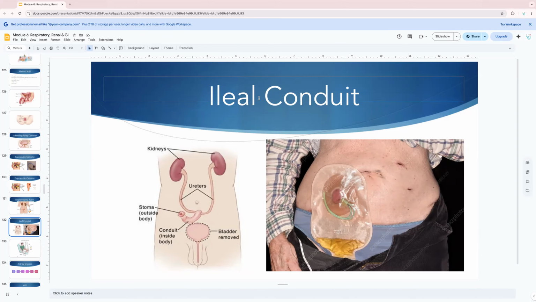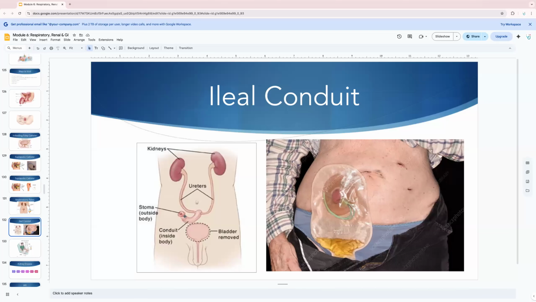So ileal, it sounds like the ileus, right? Which is the last part of the small intestine. So the surgeon is going to take a piece of intestine, which is probably from the ileus, the small intestine, and they're going to make a pouch, and that is going to be the new bladder. And he's going to make a stoma, which is a hole or opening outside of the body.